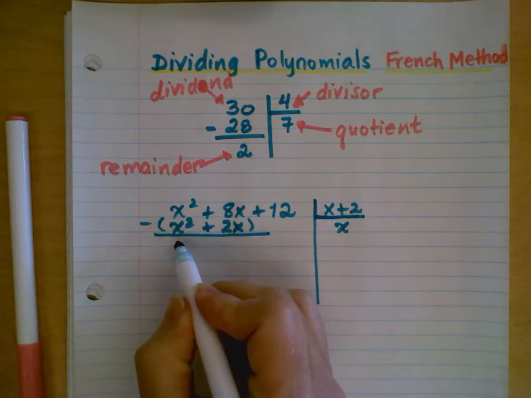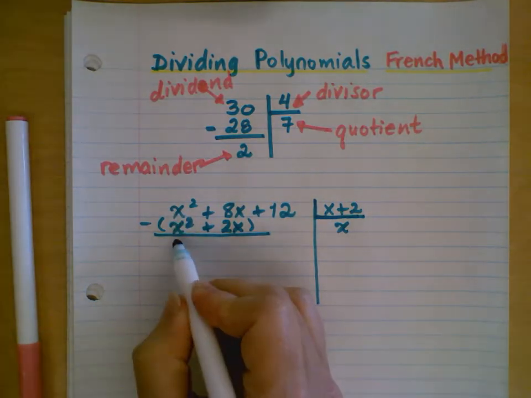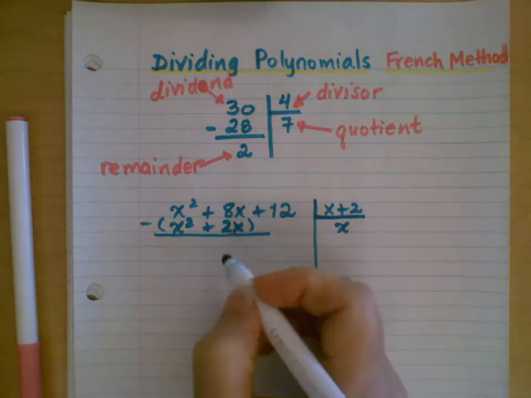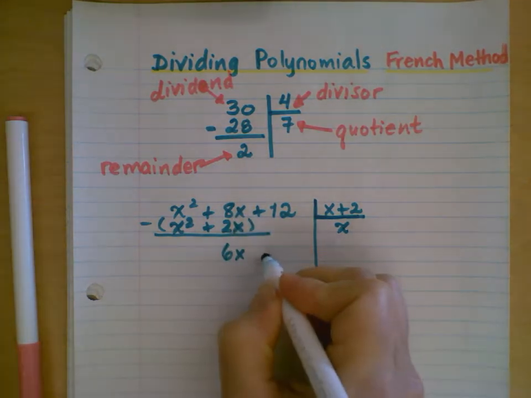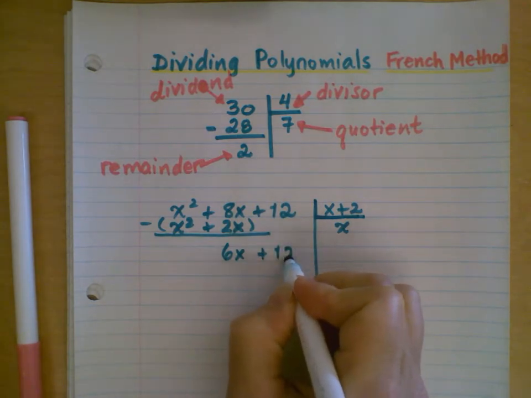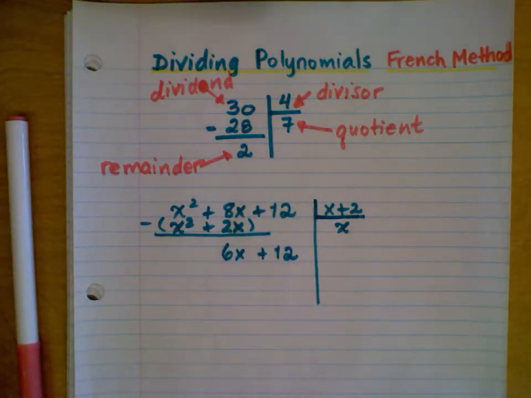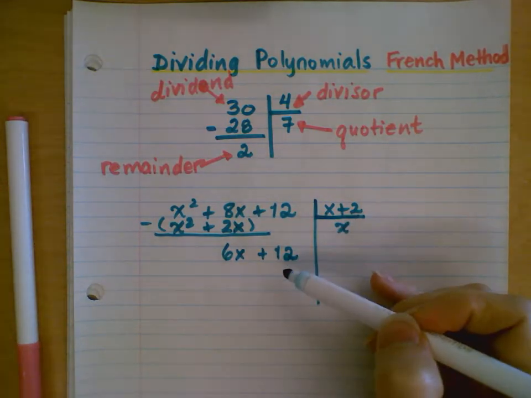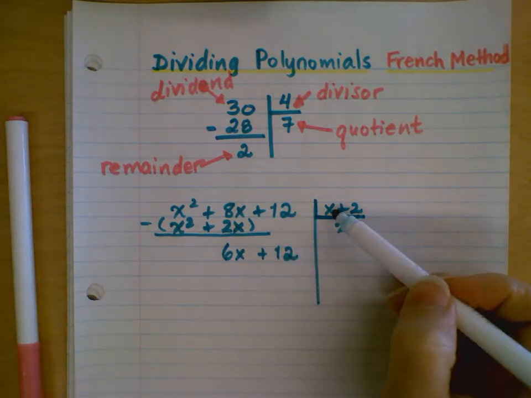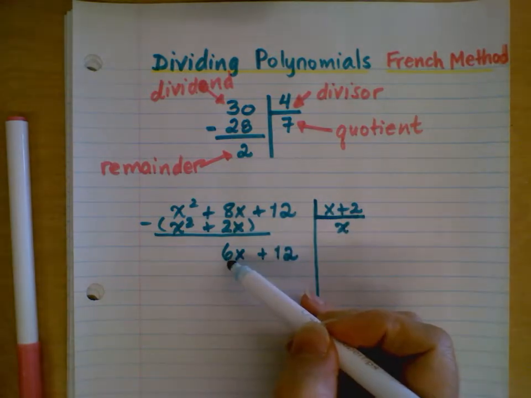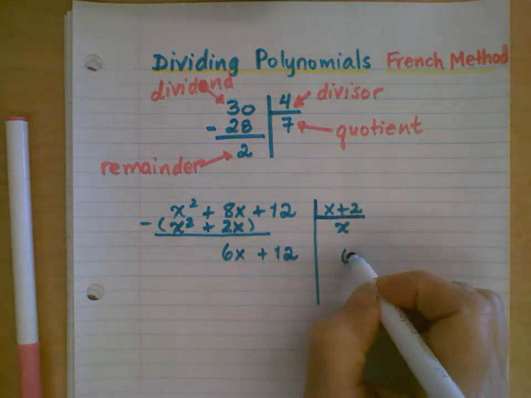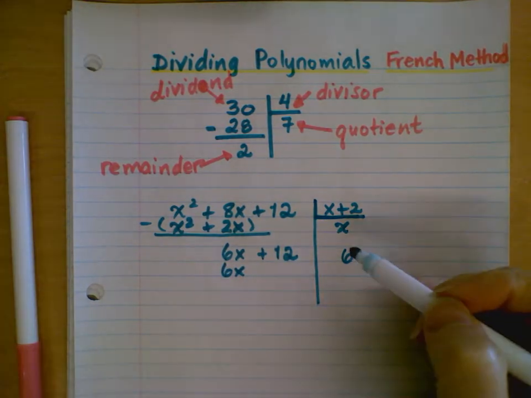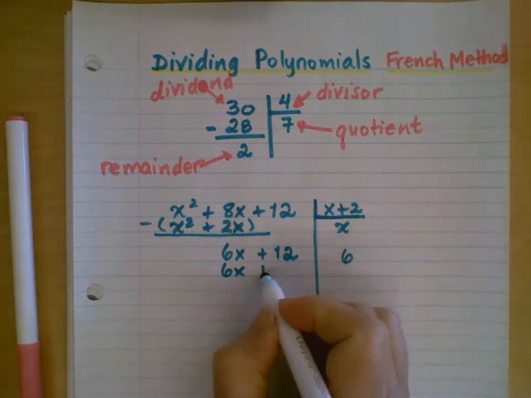The first terms have now gone away. x squared minus itself is nothing. 8x minus 2x is 6x. And I'm going to bring down this 12. That's what I have left over at this point. Now I'm going to look again. x plus 2, does it go into 6x plus 12? Starting with the first term, if I multiply x by 6, I will get that 6x. So that's good. That term will cancel. 6 times 2 is 12.